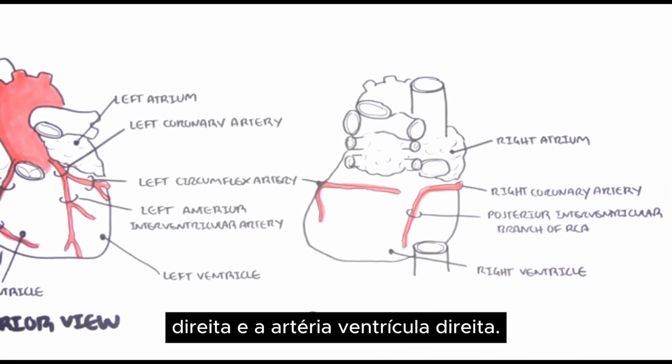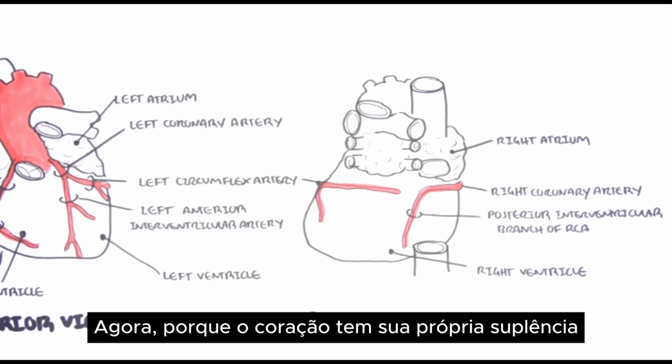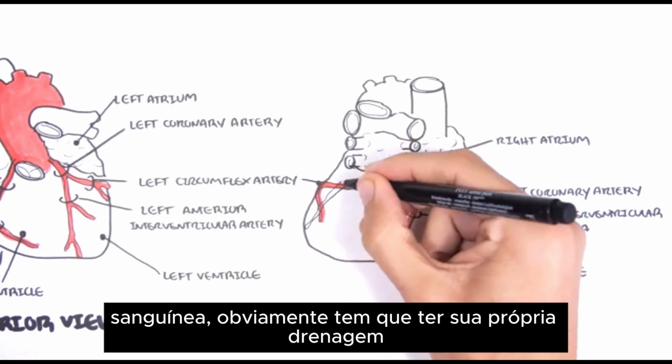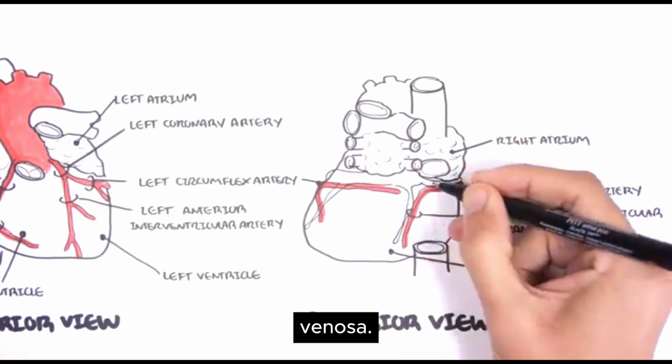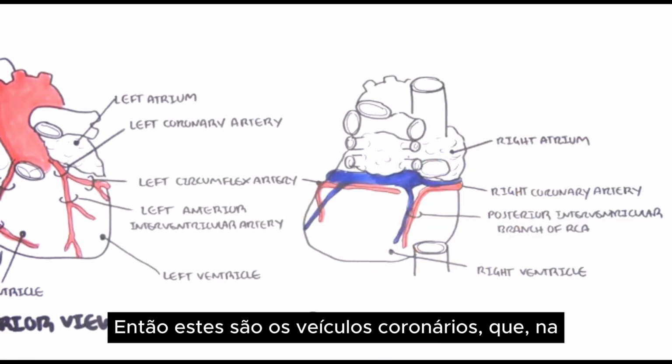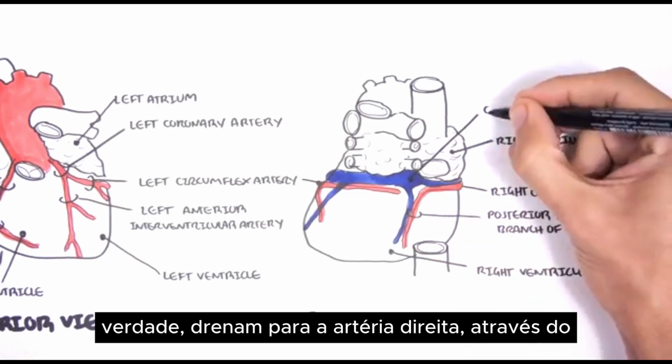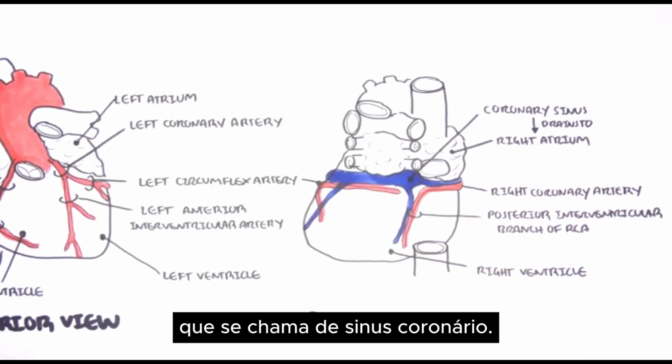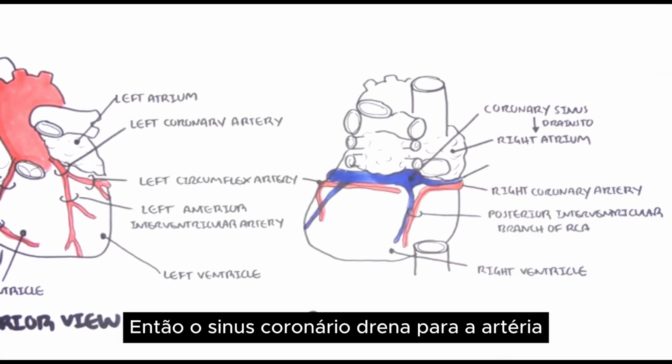Now, because the heart has its own blood supply, it obviously has to have its own venous drainage. And so these are the coronary veins, which actually drain into the right atrium through what's called the coronary sinus. So the coronary sinus drains into the right atrium.